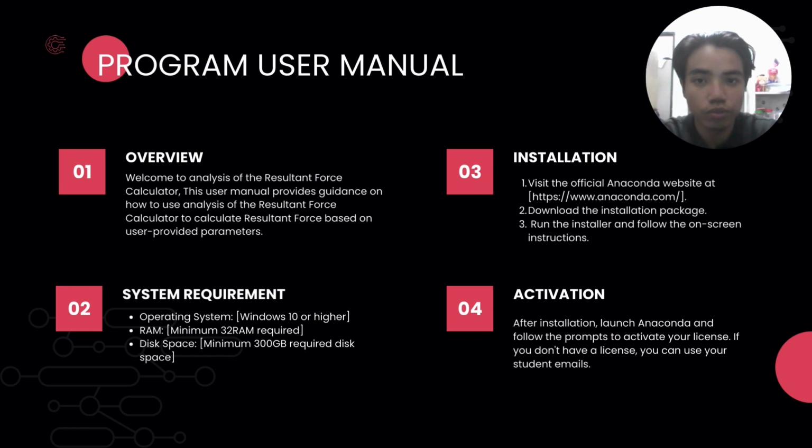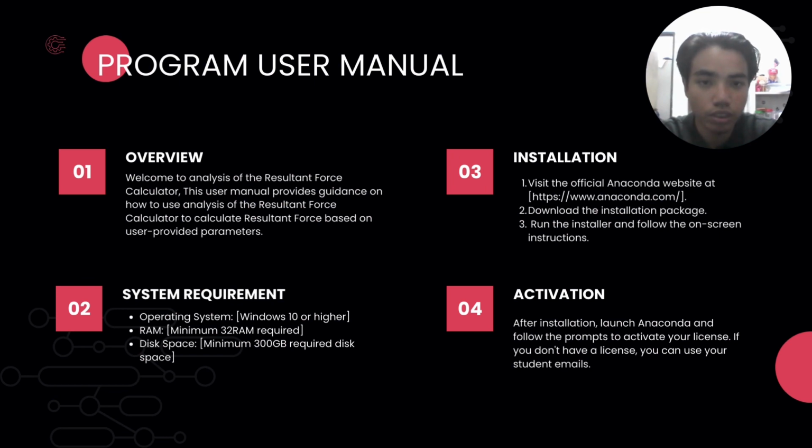So now we move to the program user manual. First is the overview. Overview is the introduction of this manual. Next is system requirement. So the device used must be Windows 10 or higher, have 32 GB RAM, and minimum disk space is 300 GB.